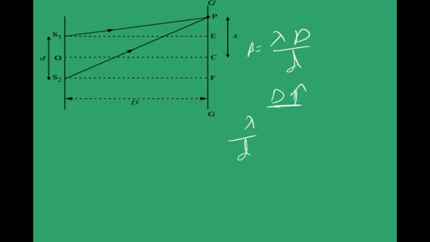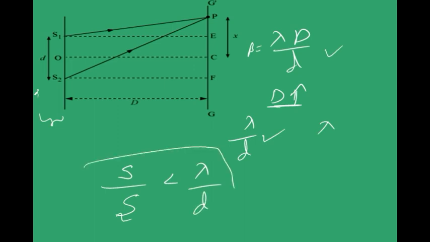When you replace your source with another source such that your wavelength changes, then both fringe width as well as angular separation between fringes are going to change. If small s is the size of the source and capital S is the distance between source and the two slits, there is a condition that s by S should be less than the wavelength by separation between the slits. If this is not satisfied, you are not going to see any fringes.